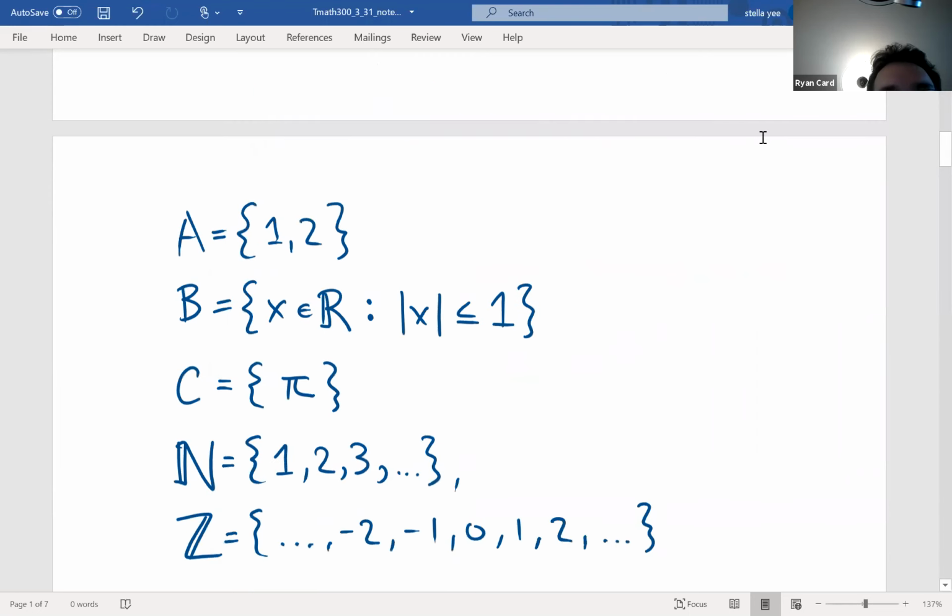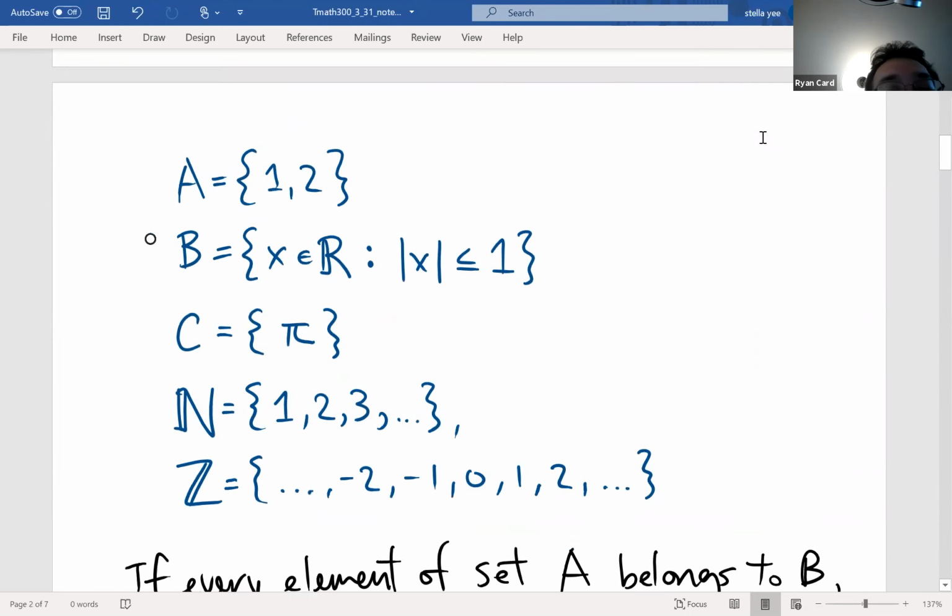Okay. So here are some examples. There are several different ways you can write a set. You usually use curly braces to denote a set. And sometimes you can list all the members of the set. So the set A here has two elements, the two numbers 1 and 2. You list out all the elements separated by commas.